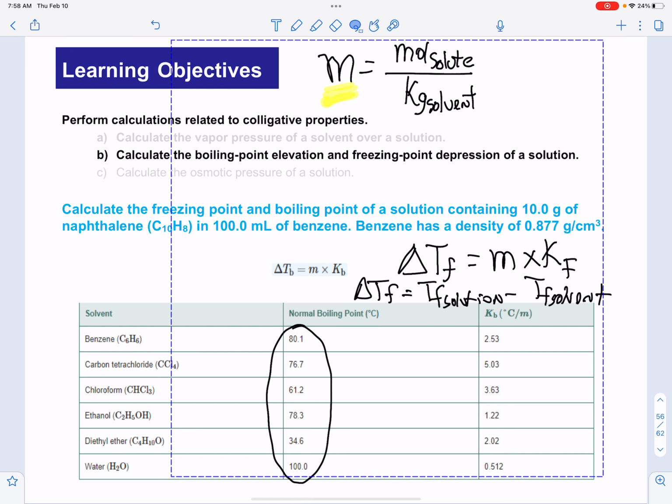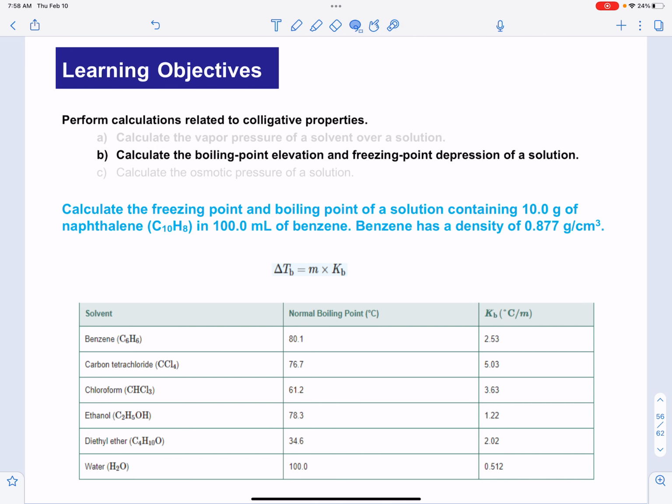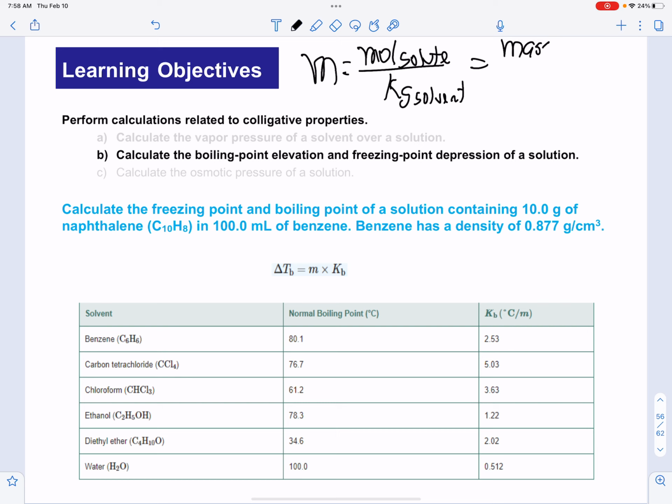From the point of view of a chemist, this is a powerful tool because it allows you to find molar mass. What do you mean molar mass? Well, you're going to be using molality, right? And molality is moles of the solute over kilograms of the solvent, right? But what is moles? Mole is nothing more than the mass divided by the molar mass from the periodic table, right? Over kilograms of the solvent.